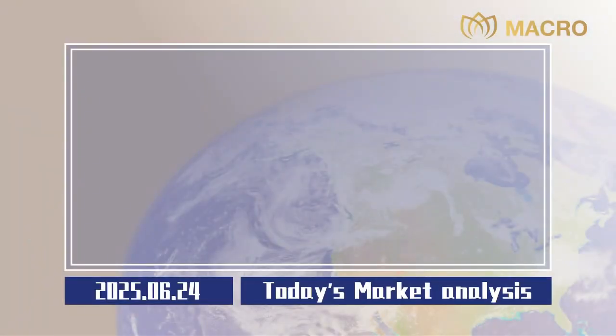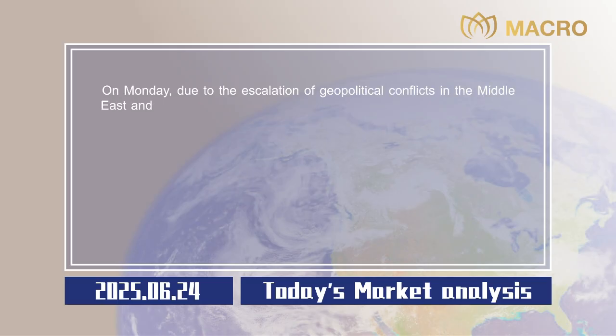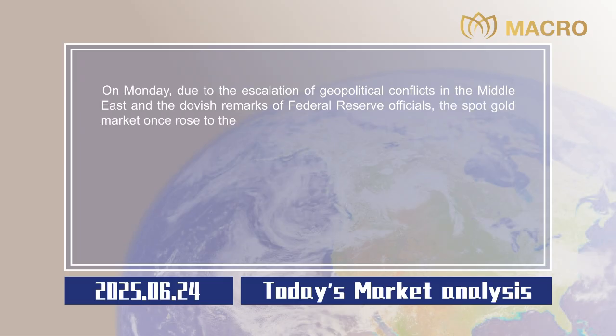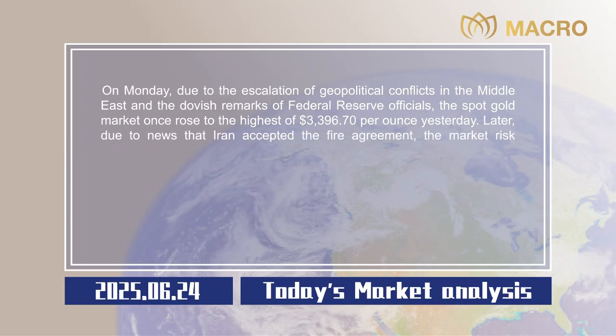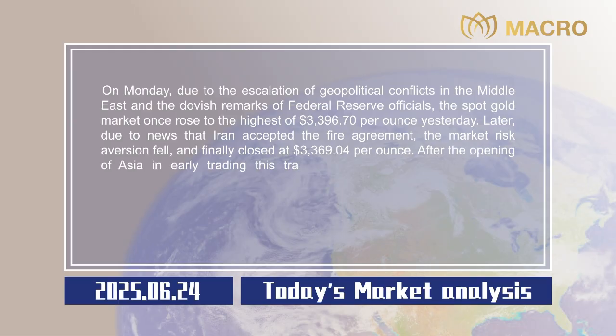Market analysis. On Monday, due to the escalation of geopolitical conflicts in the Middle East and the dovish remarks of Federal Reserve officials, the spot gold market once rose to the highest of $3,396.70 per ounce yesterday. Later, due to news that Iran accepted the ceasefire agreement, the market risk aversion fell and finally closed at $3,369.04 per ounce.